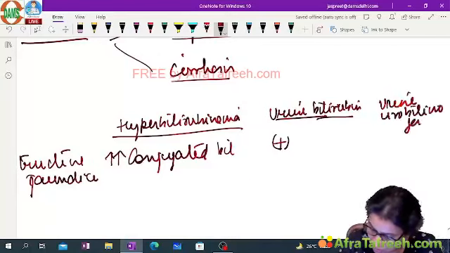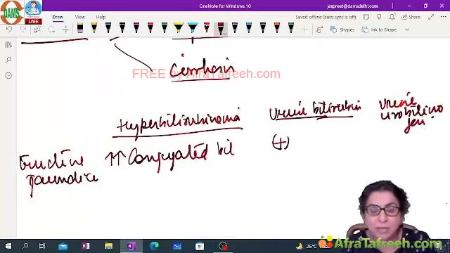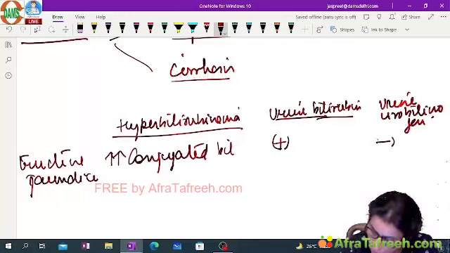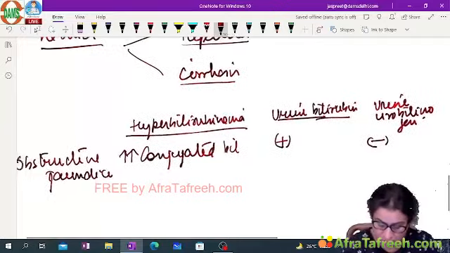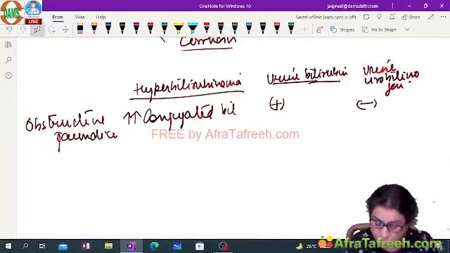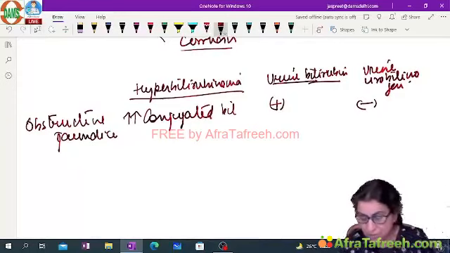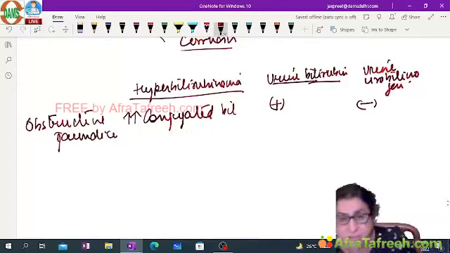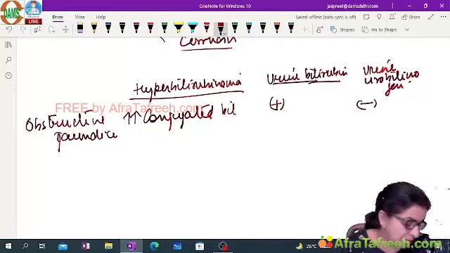And urine urobilinogen. So now since conjugated bilirubin because of obstruction cannot reach the intestine, urobilinogen cannot form. So since urobilinogen cannot form, there is no urobilinogen in the urine. So this is what we see in obstructive jaundice where you have conjugated hyperbilirubinemia. So conjugated bilirubin is increased, there is bilirubin present in the urine and there is no urobilinogen in the urine.